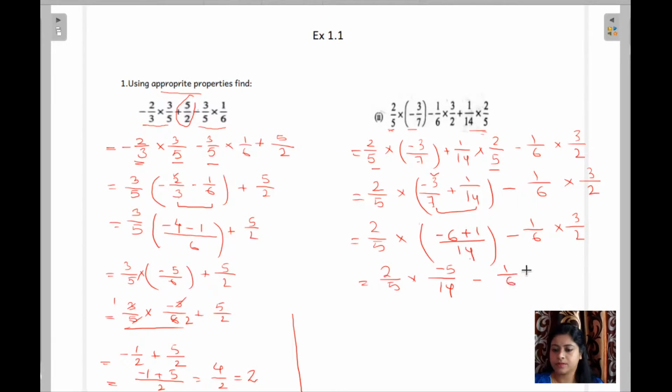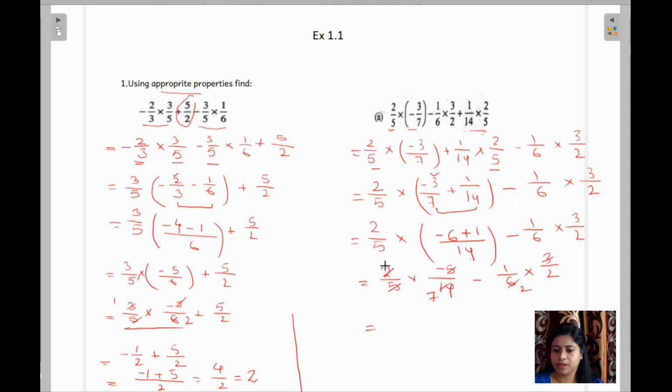Minus 1 by 6 multiplied by 3 by 2. Okay, now let us make it into the simpler form. 5 and 5 cancel out. 2 and this is 7. 2 7s are 14. So here 3 2s are 6.